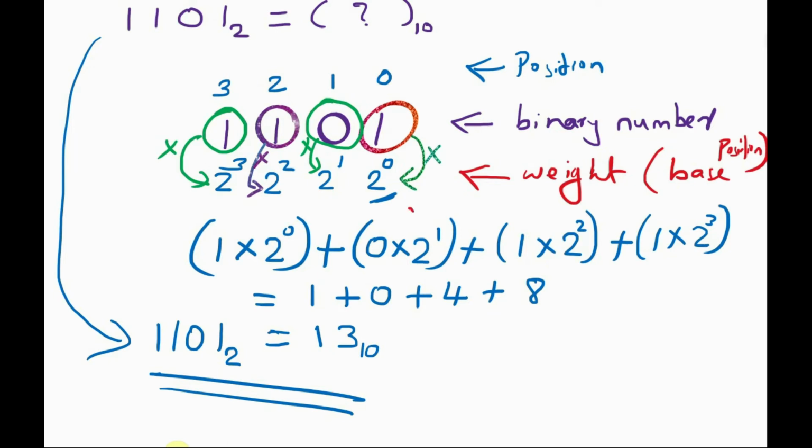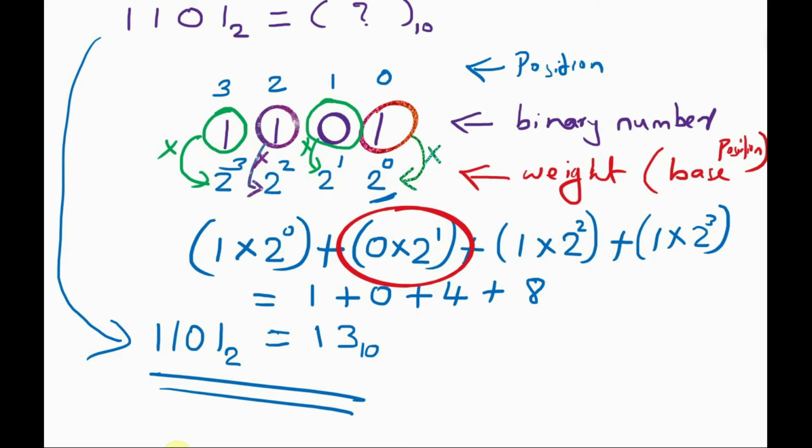Here you can avoid this multiplication. That means you just need to multiply where 1 is present in the given binary number. You can avoid the multiplication of weight with the 0, because 0 into weight is always 0. So just multiply the 1 in the given binary number with the corresponding weights and add the result.